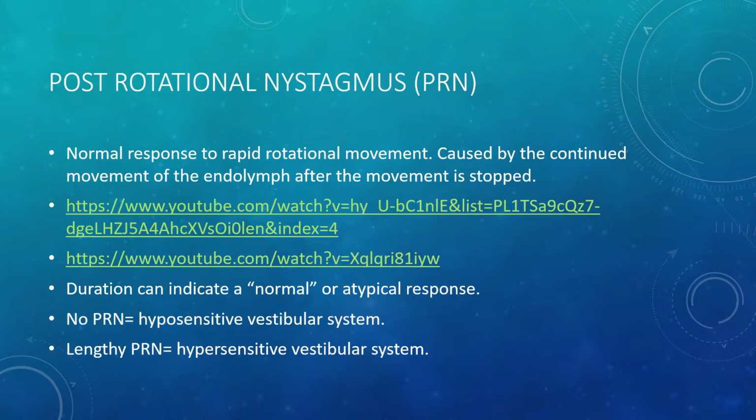And then the other thing I want to talk about is what's called post-rotational nystagmus. It is a normal response to rapid rotational movement. And it's caused because the endolymph inside the semicircular canals continues to move after the movement has stopped. And eventually that nystagmus, or eye movement, will change. And the duration can indicate a normal or atypical response simply by its presence or absence, or the length, how long it takes for the eyes to recover from the nystagmus.